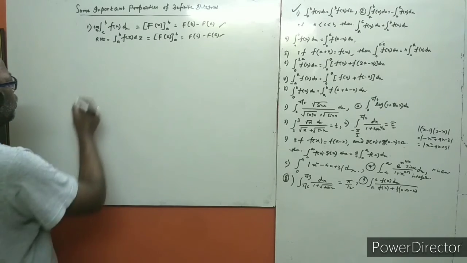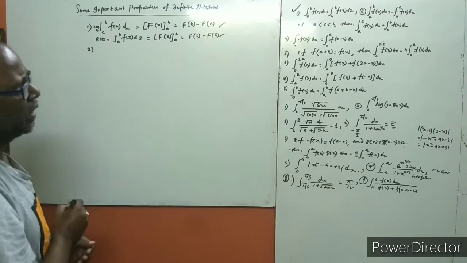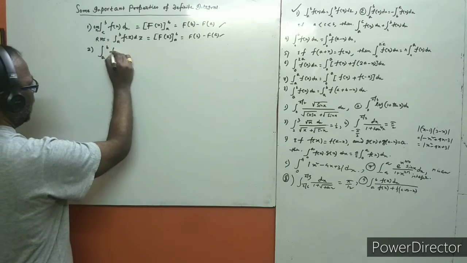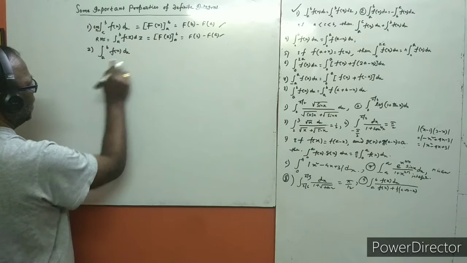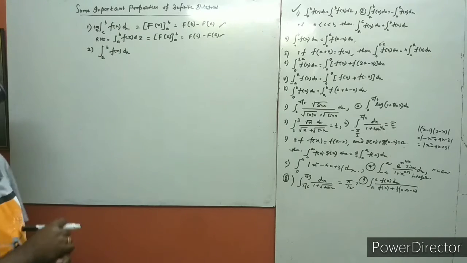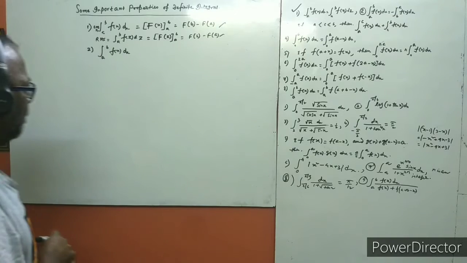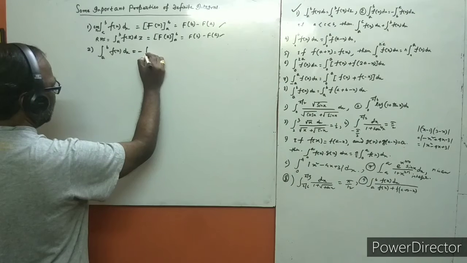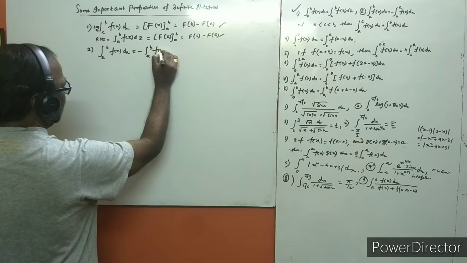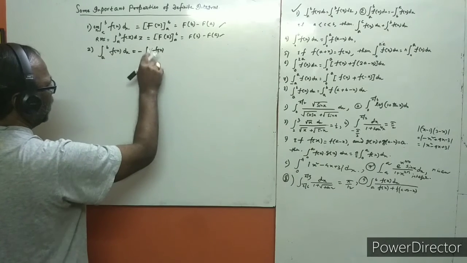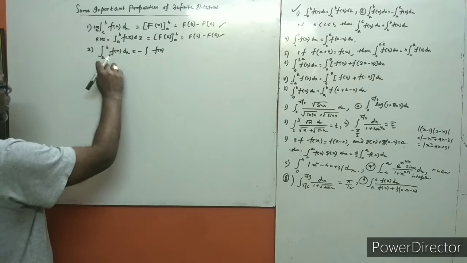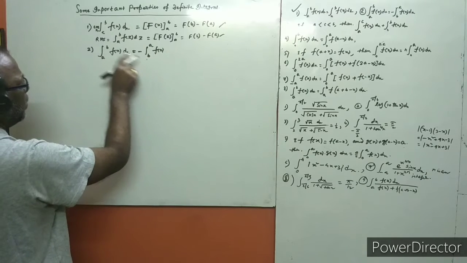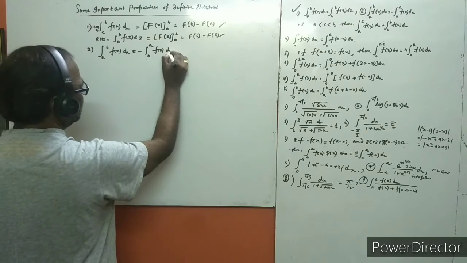Now for property number 2: the integral from a to b of f of x dx. This is the lower limit and this is the upper limit, but I want to write it like this: it is not a to b, it is b to a, and if we write minus here, the limits are changed. Lower is changed to upper, upper is changed to lower, that is, minus integral b to a of f of x dx.